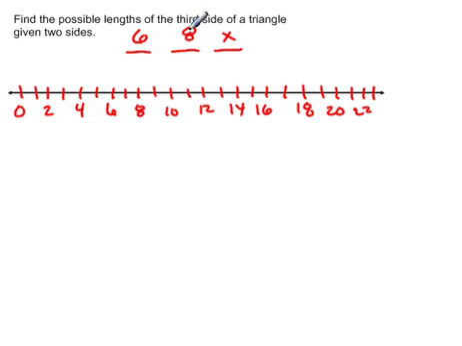Could x be, we know it can't be 0 because it wouldn't be anything. But could x be 1? Well, is 1 plus 6 greater than 8? No, it is not. So wouldn't work there, right? What about 2? Is 6 plus 2 greater than 8? No, it is not. So 2 does not work.